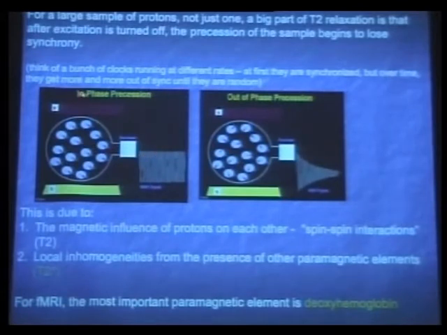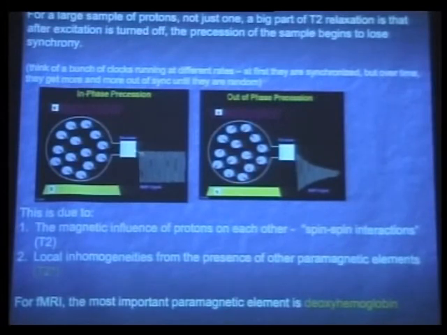The best analogy is to think of a bunch of clocks. You start them off all at the same time, but if they are running at slightly different rates, then the longer you keep going, the more they get desynchronized with each other. And if what you're measuring is the overall net magnetization in the xy plane, then as they start to get more random, the signal is going to decay just because of that random variation.